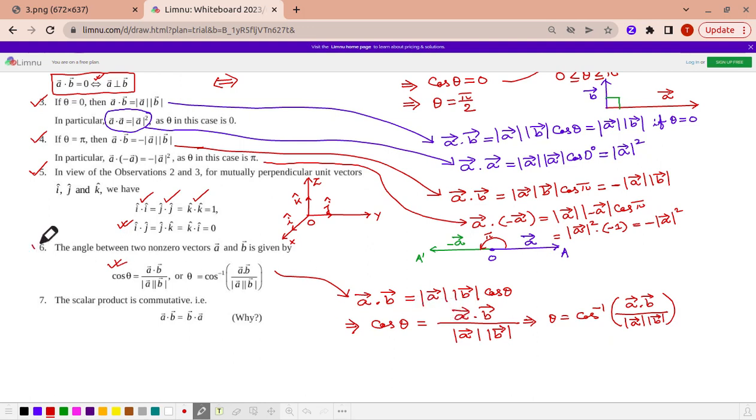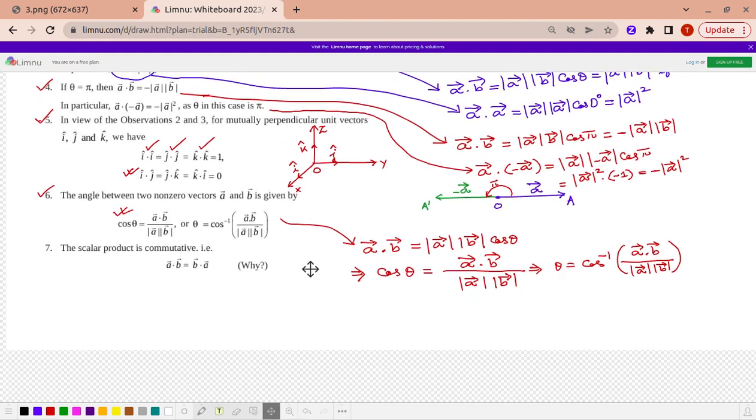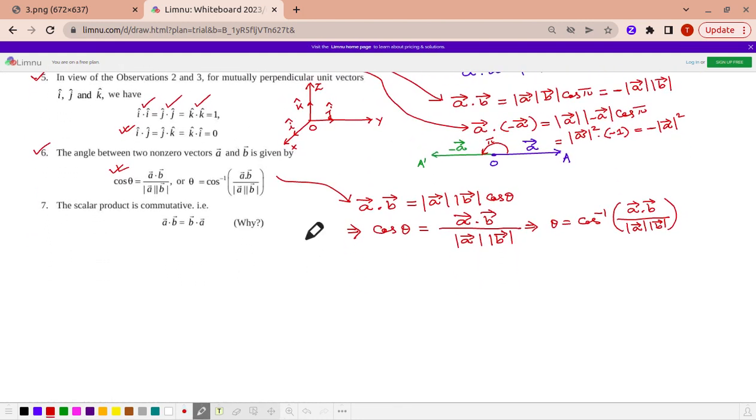So sixth observation, I hope you got it very clearly. Now all these observations, I repeat once more, dear students, the significance of the observations is that they will help you to solve numerical problems very effectively. You need to make use of these 7 observations. Now the last observation, that is A dot B equal to B dot A. Let us see how A dot B and B dot A are equal.